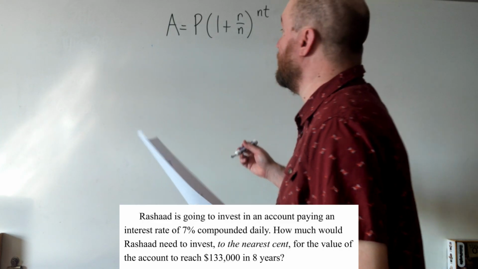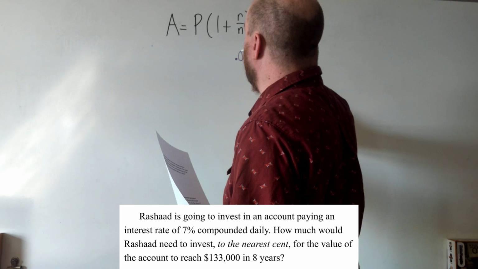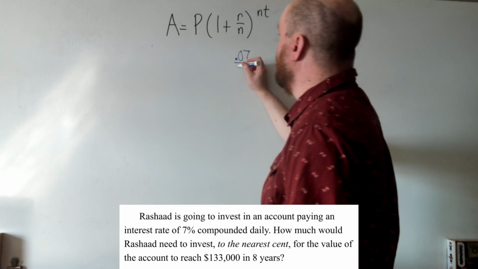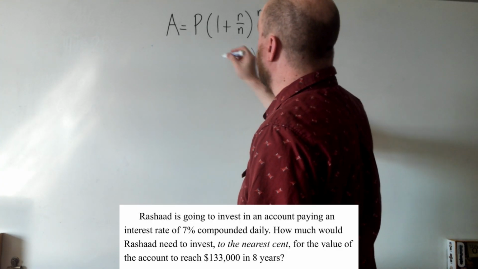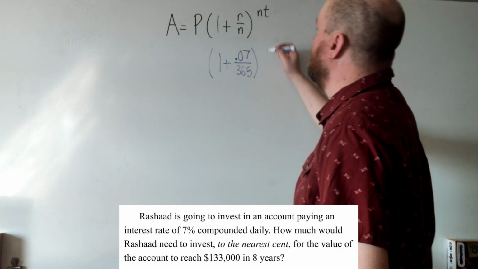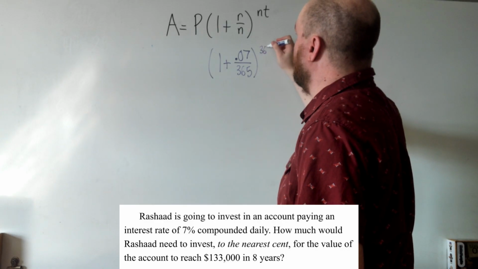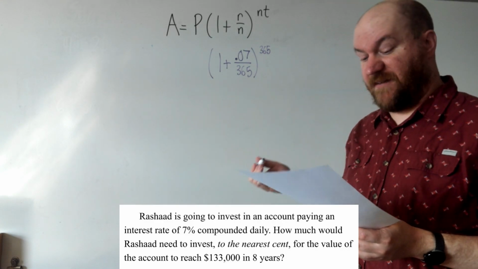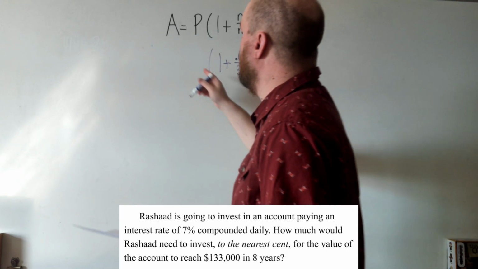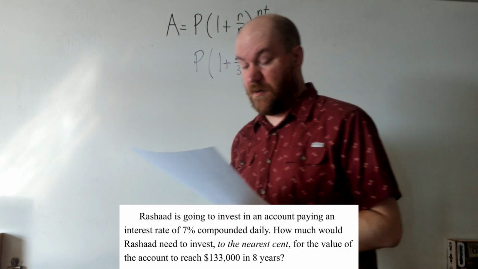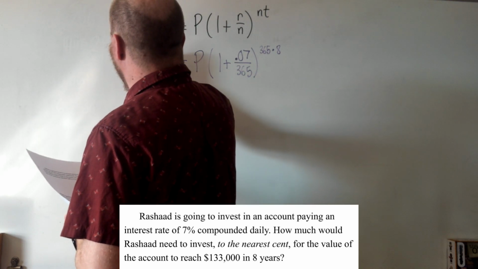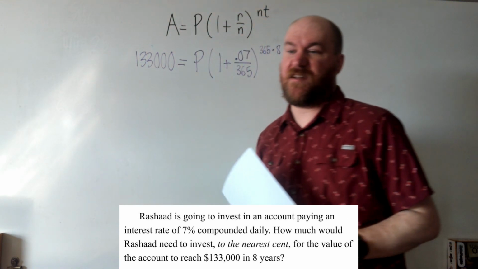They gave us 7%. So that means my rate is going to be 0.07. Compounded daily means our N is 365. And that's because N is how many times in 1 year this is going to be calculated. So 365 goes up here. They gave us T. T is 8. So we're going to put the 365 and the 8 up there. We don't know P. We don't know the starting value. But we do know the ending value is 133,000. So here's the setup for this question.